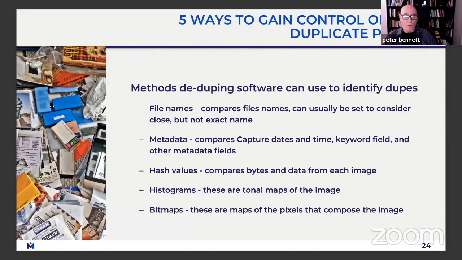Metadata, as we just talked about, it compares the capture dates and time. It compares keyword fields and other metadata fields. Some apps compare what they call hash values. It's a technical term, but it compares the bytes and the data from each image. Some compare histograms, and these are tonal maps of an image. And others compare bitmaps, which are maps of the pixels that compose the image. So they use various combinations of these different criteria.